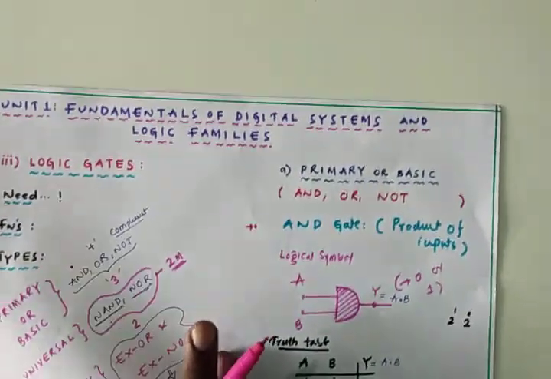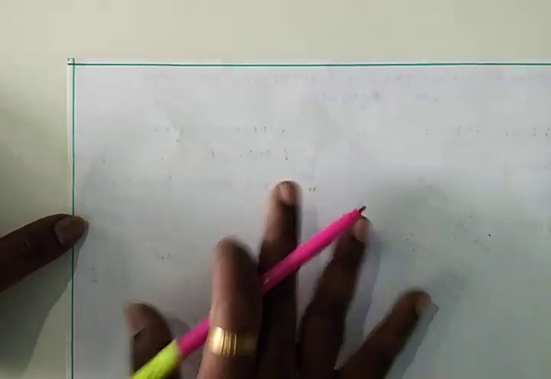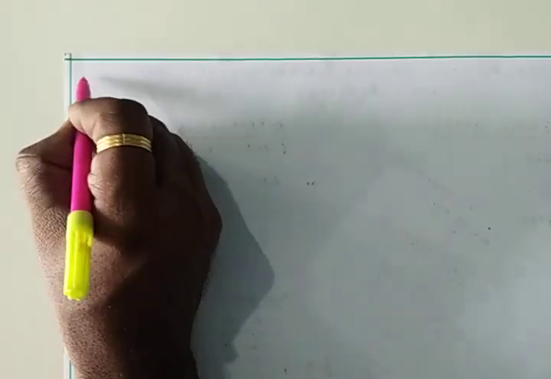So now I am going with the 3 input AND gate, so that you will get complete clarity. The 3 input AND gate.